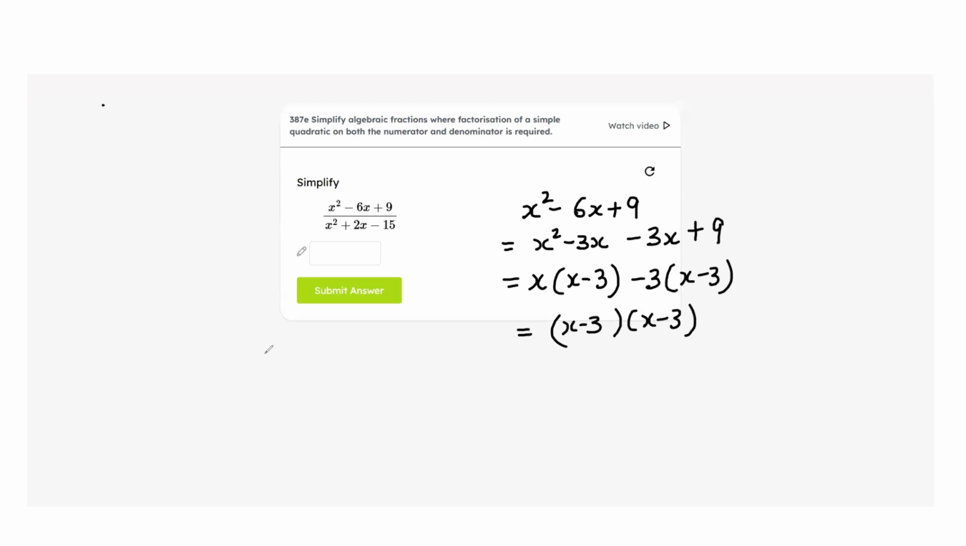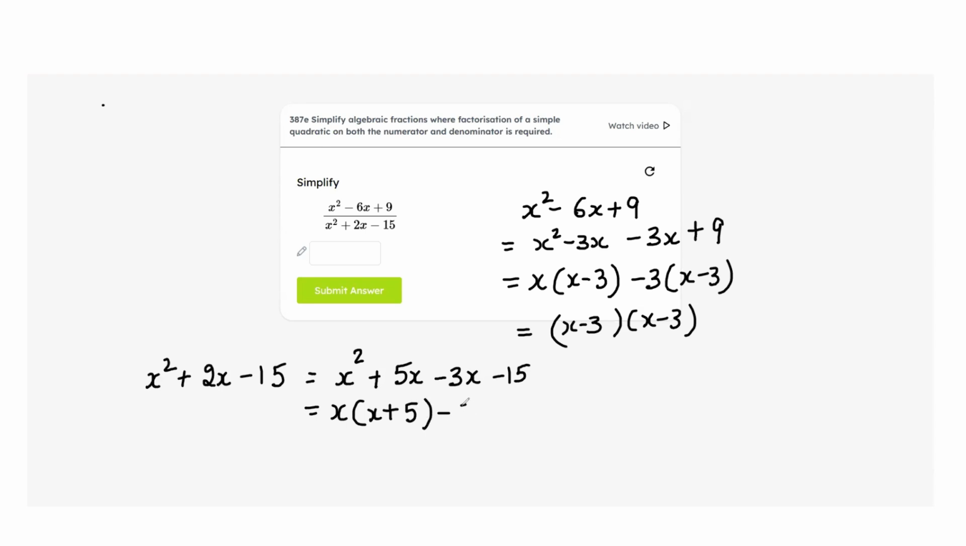and finally we'll get here x minus 3 into x minus 3. Similarly, the next expression is x squared plus 2x minus 15. And now we have to factorize it. So we have to split the middle term. So it will be equal to x squared plus 5x minus 3x minus 15. We'll get here x into x plus 5 minus 3 into x plus 5, and finally we'll get here x minus 3 into x plus 5.